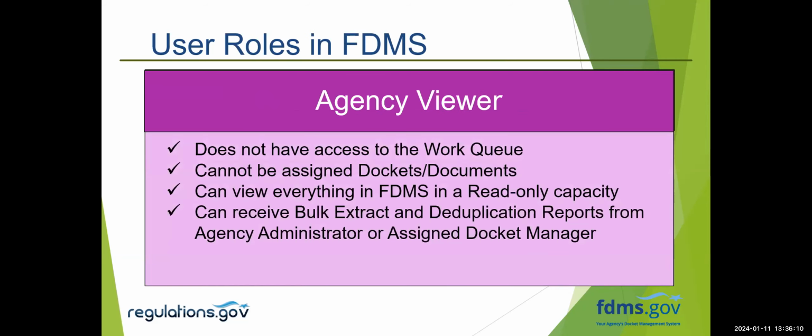Of course, agency viewers don't have access to the work queue or the assignments tab. They only have the ability to view dockets and documents within FDMS and cannot be assigned dockets or documents since they don't have that inbox. They can only search for those dockets and documents using the search bar. They can receive bulk extract and deduplication reports from agency admins or assigned docket managers via email if they need them. So that's something that is important too.